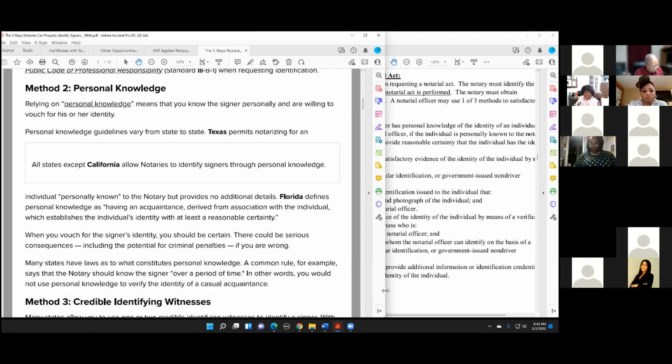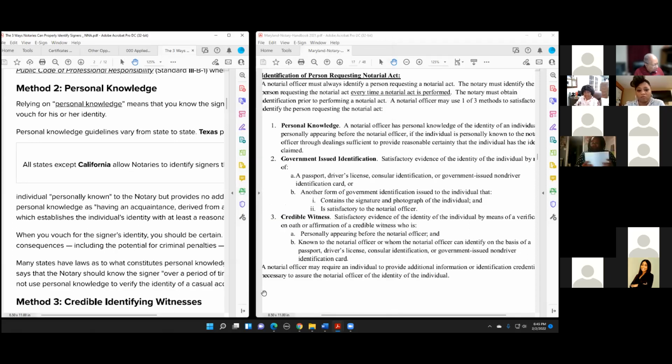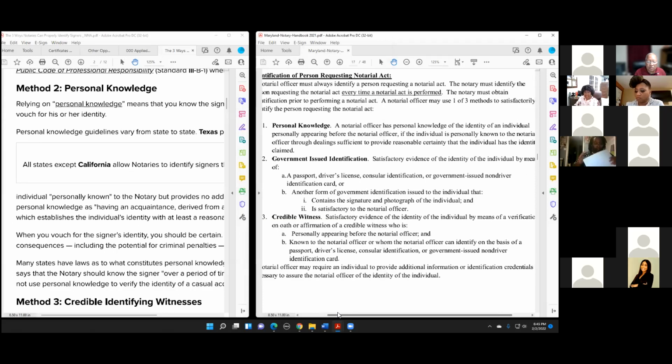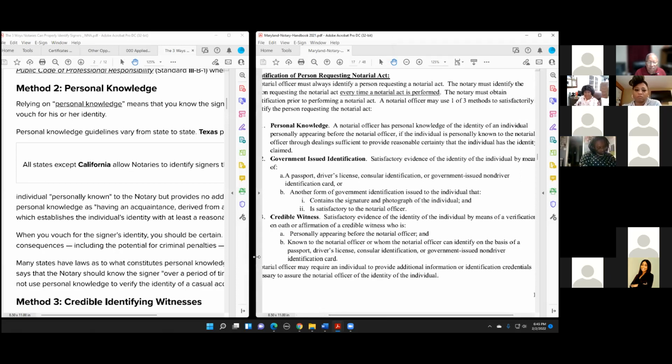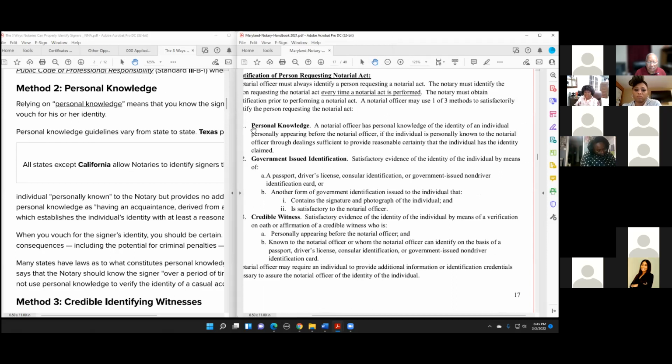Those are good guidelines by the National Notary Association. And then when we come here and see what the state of Maryland is saying, a notarial officer has personal knowledge of the identity of an individual appearing before the notarial officer if the individual is personally known to the notarial officer through dealings sufficient to provide reasonable certainty that the individual has the identity claimed. So we're going to have to define what that really means, dealings sufficient.